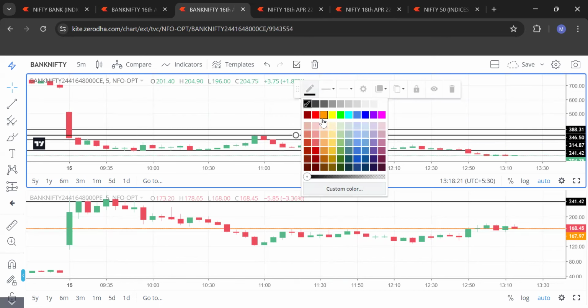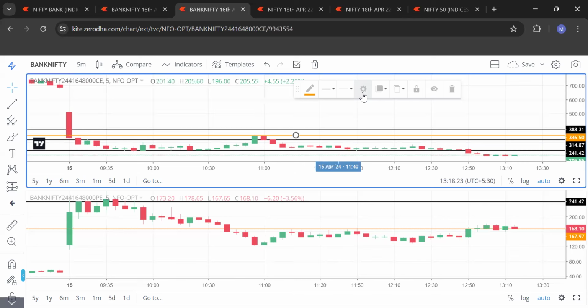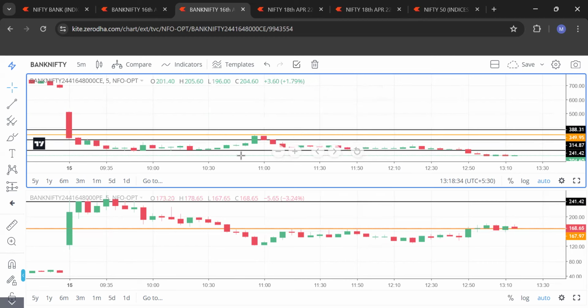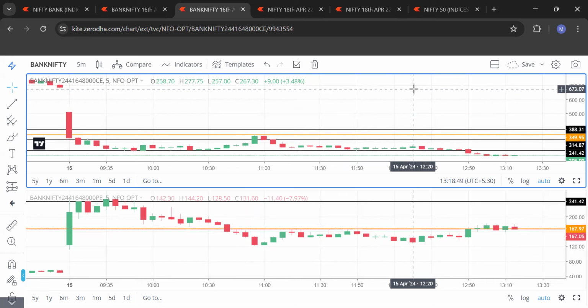349. I will give it a saffron color. 349.95. See the beauty, see the high. 349.95. It made a high at 350 and then came down. What else do you want? When I say market 100% can be predicted, doesn't it support the claim? It's up to you to decide.